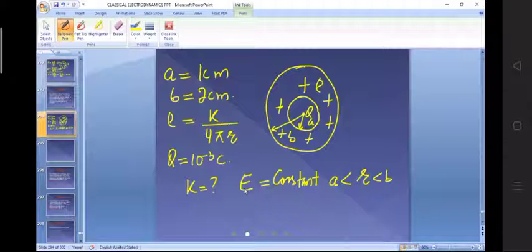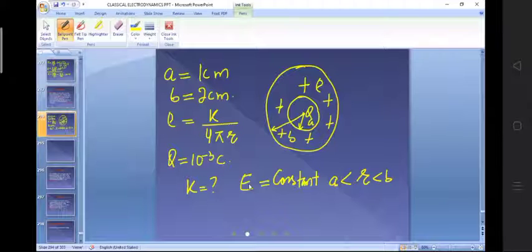Any idea how to crack this problem? It was asked in JEE 2017. Is there any idea you have how to crack this problem? Tell me, does anyone have any idea so that we can work out this problem?